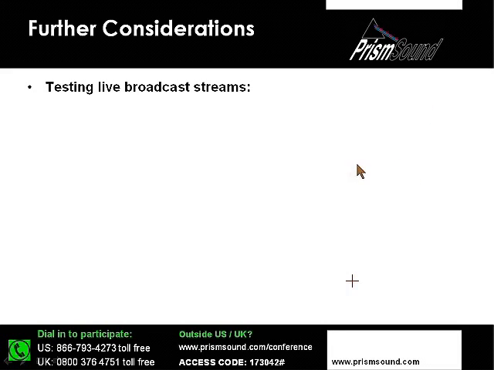Now, we've seen from Doug that many of the analysis functions that DScope and DSA1 afford you can be used in testing a live broadcast stream, particularly from the point of view of analysing the carrier and the metadata. But of course the audio data in a live broadcast stream will be program material and not test tones, which makes analysing the quality of an audio transmission a little difficult.